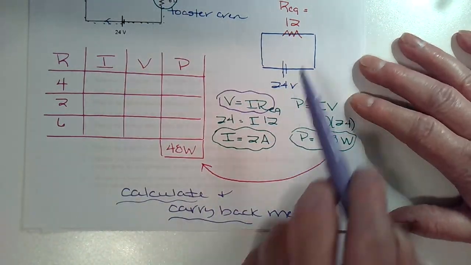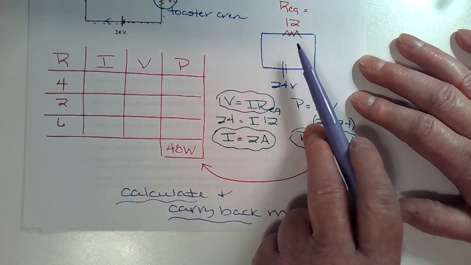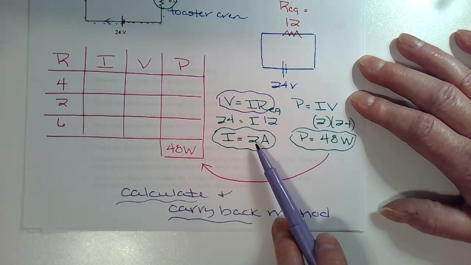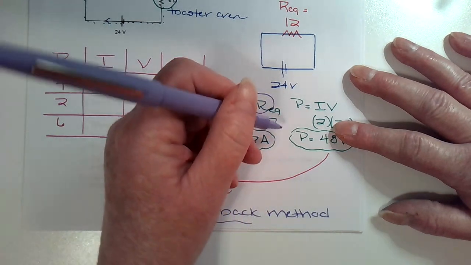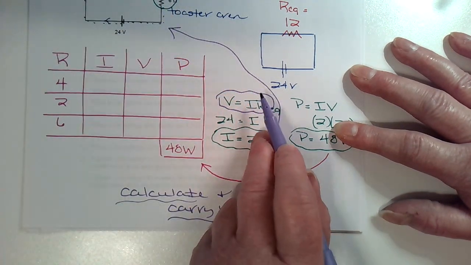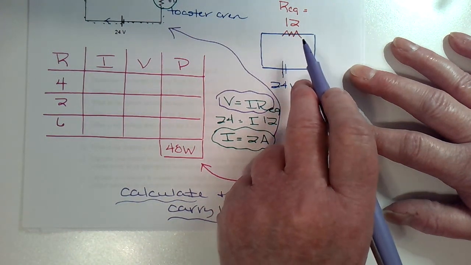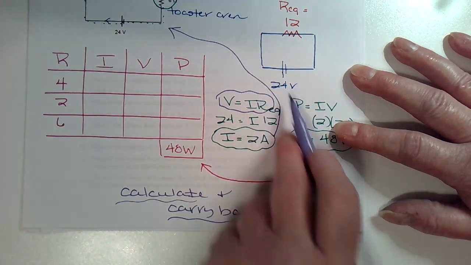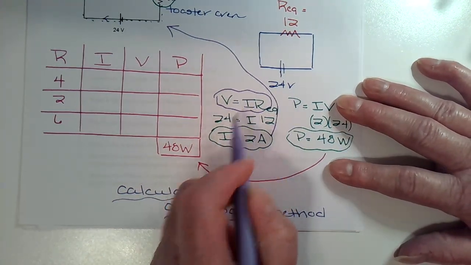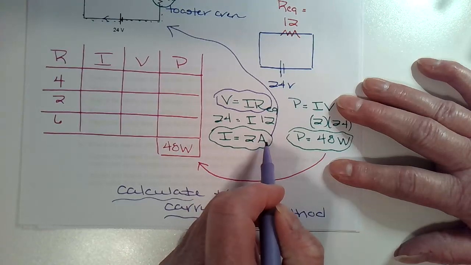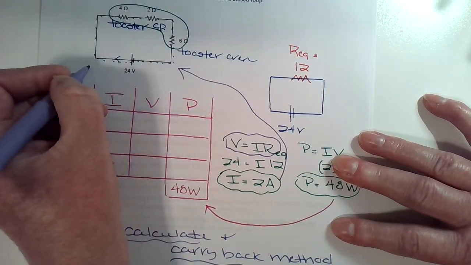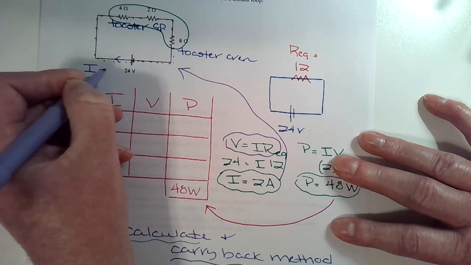So let me say that again. In this picture, we calculated. We got an answer. We take the answer and we carry it back to the picture that's before this one, because we use this one to calculate, carry back. All right, so what did we carry back? We just learned that the current coming out of the battery was 2 amps.